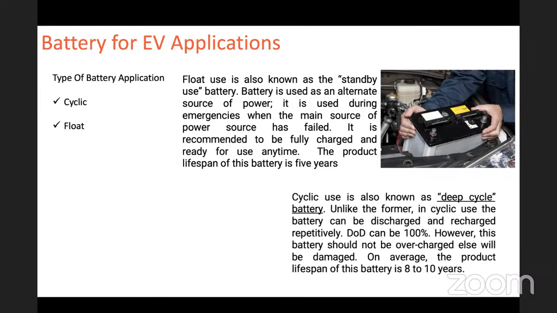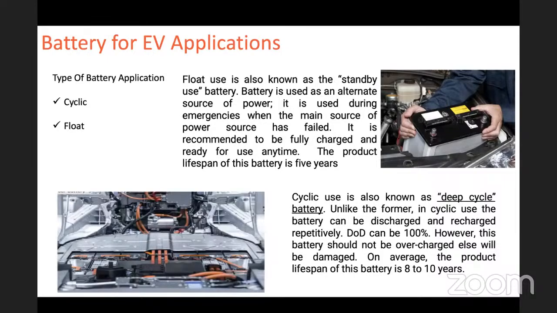Cyclic operation is where the battery is discharged and charged frequently, and deep discharging, up to 100%, is possible. That kind of operation is suitable for our EV, wherein the depth of discharge should be above 80%, and a longer span of life is expected in an EV operation. So the cyclic kind of application is for the EV.